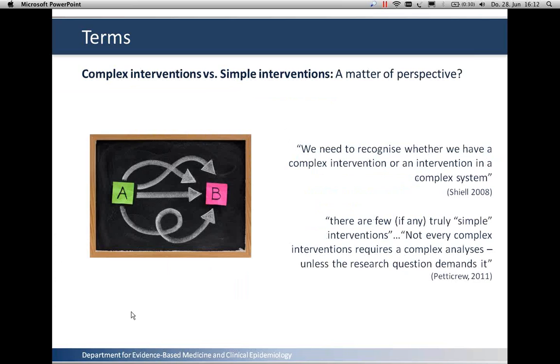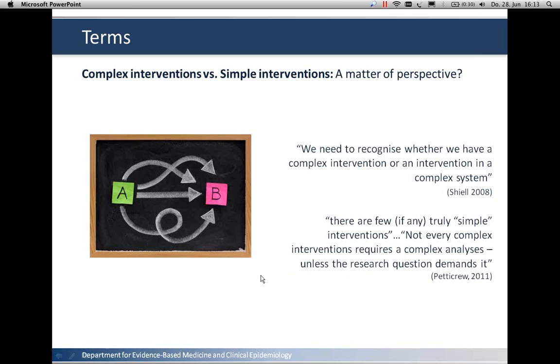There is also a discussion about complex interventions versus simple interventions. When I talked with Gerald, for example, he said biomedical interventions are also complex interventions. And I'm sure they are. And there I have two sentences, one from Gilles, who said we need to recognize whether we have a complex intervention or an intervention in a complex system. I think this is an important part. Even the human body is a complex system, I'm sure. But social systems, we can discuss it, are even more complex than biomedical systems. If we look at this example, school, with teachers, with students, with trainees, on the countryside or in the city, this is a complex system, and we have here an intervention in this complex system.